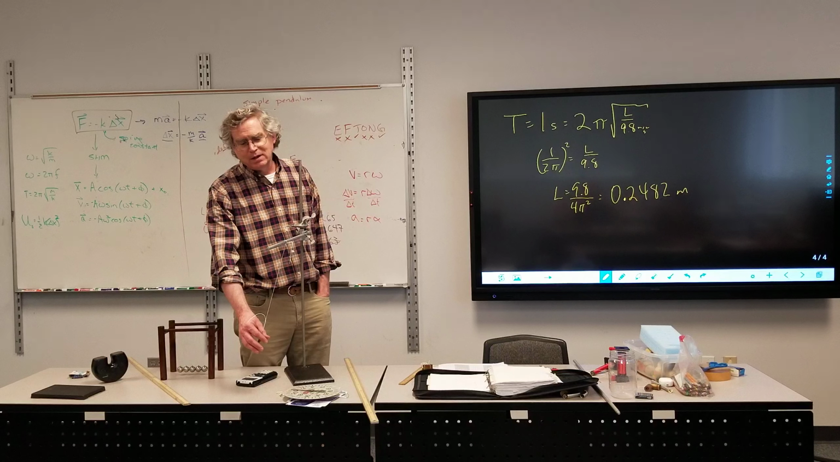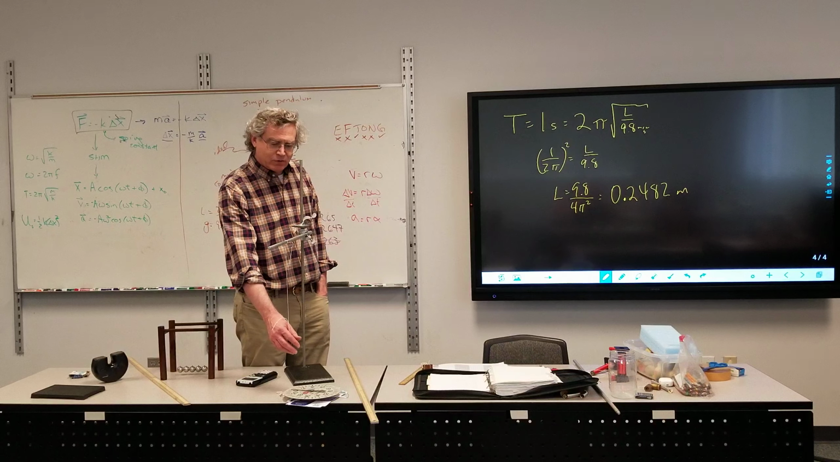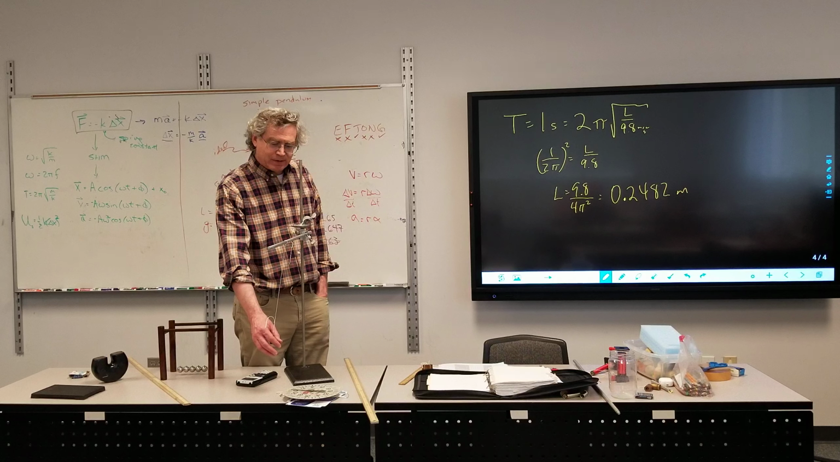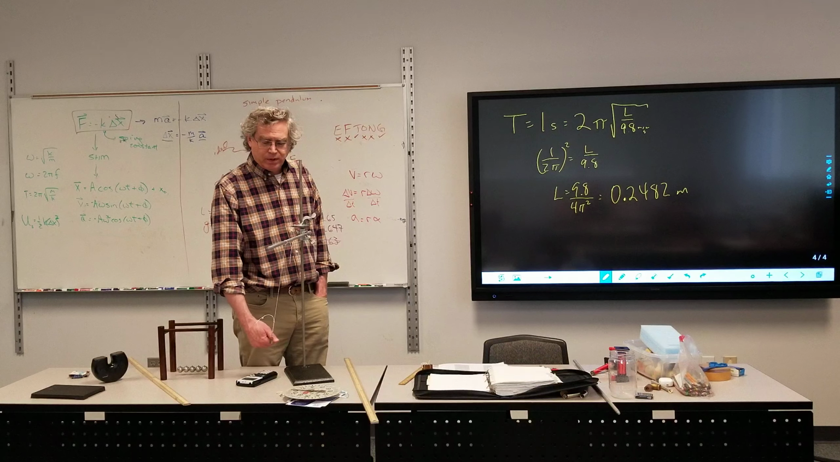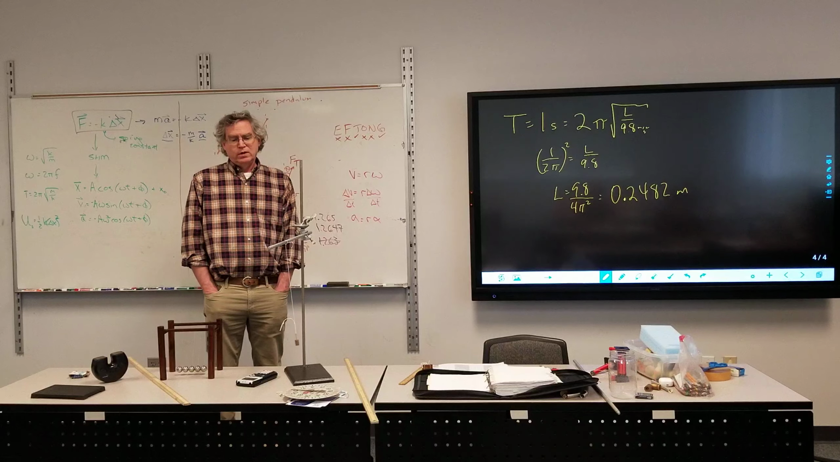That's good. All right. So I'm going to pull it back, a small angle, something like that. I'm going to do 1, 2, 3, go. When I say go, I'm going to let go. And then we'll time 10 oscillations. Here we go. 1, 2, 3, go. 1, 2, 3, 4, 5, 6, 7, 8, 9, 10.